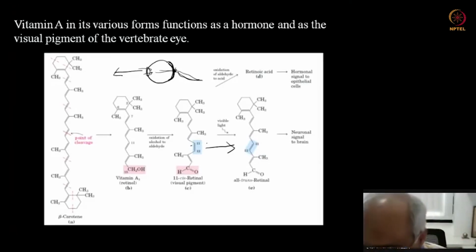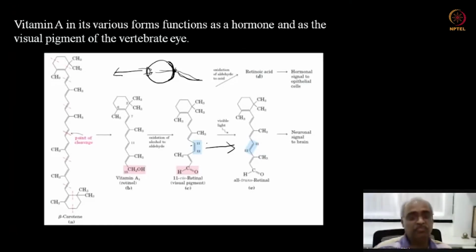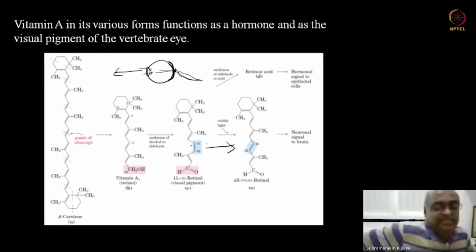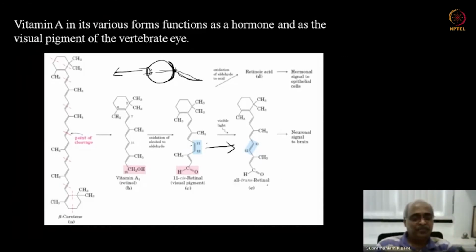So now you understand the importance of lipids in our life. You will be blind without vitamin A and this cis-trans isomerism, the interconversion between the two. Later, once the signaling is over, it reverts back to this. So every time, this flip-flop keeps happening.